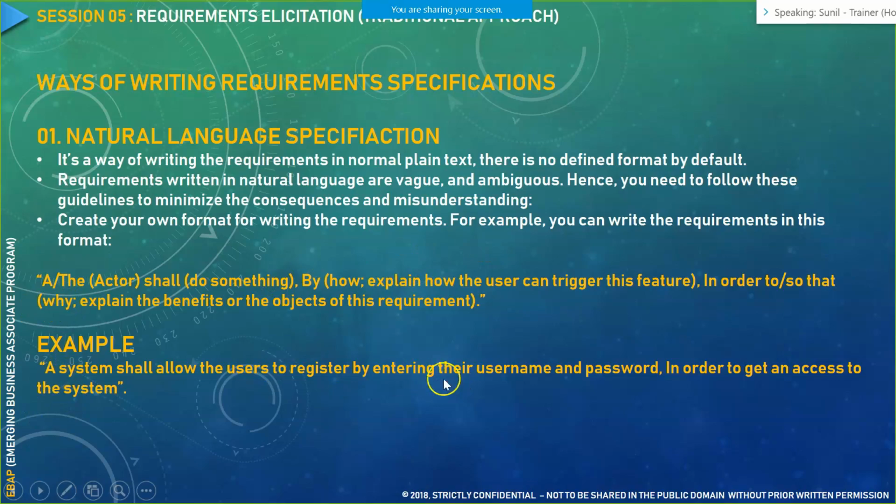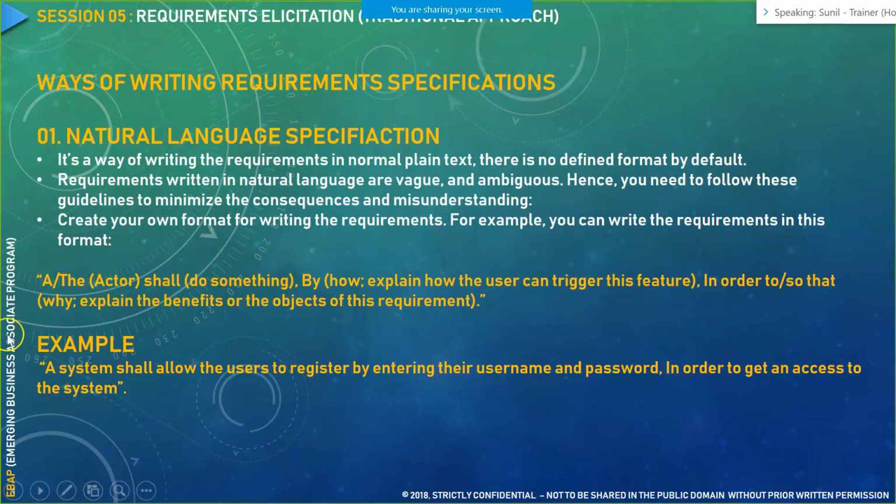For example, a requirement: a system shall allow the user to register by entering their username and password in order to get access to the system. In this case, the actor is the system. How? The user registers by entering their username and password. So a system should allow a user to register, but how? By entering their username and password. And why? In order to get access to the system. Access to the system is something they are looking for after this requirement is developed. In this way, you could write the requirement in natural language specification.